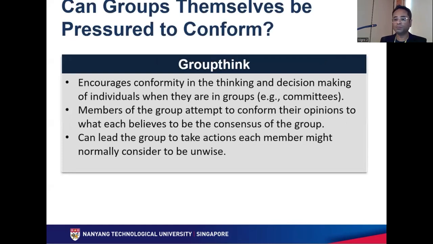Can you pressure a group to conform? This is especially important in social influence and social networks, because essentially you're talking about various groups, communities and groups. The answer is yes. This is what we call groupthink. Members of the group attempt to conform their opinions to what each believes to be the consensus of the group. So a group may take an action which each individual member may think is unwise.